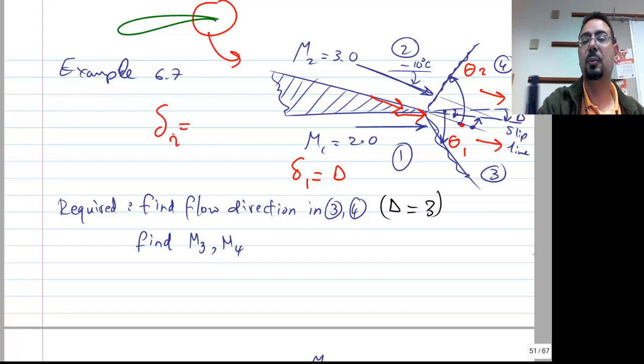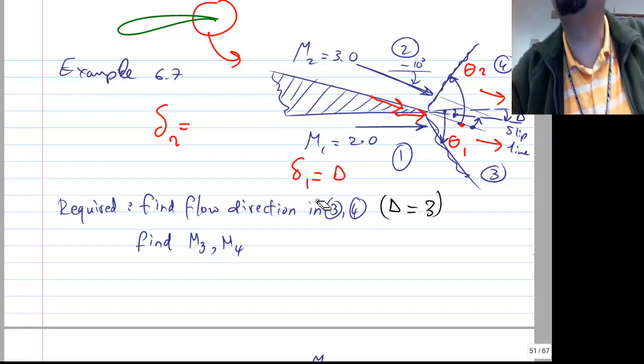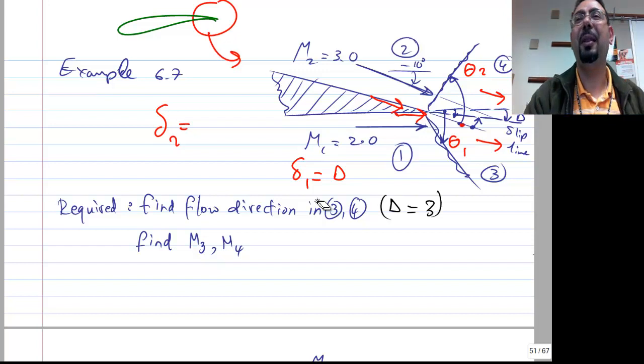I'm curious about your drawing there. That says negative 10 degrees. Sorry, clockwise. Is that clockwise? Let's call it, yeah, sure. No, it's a mistake. Minus 10. Okay.